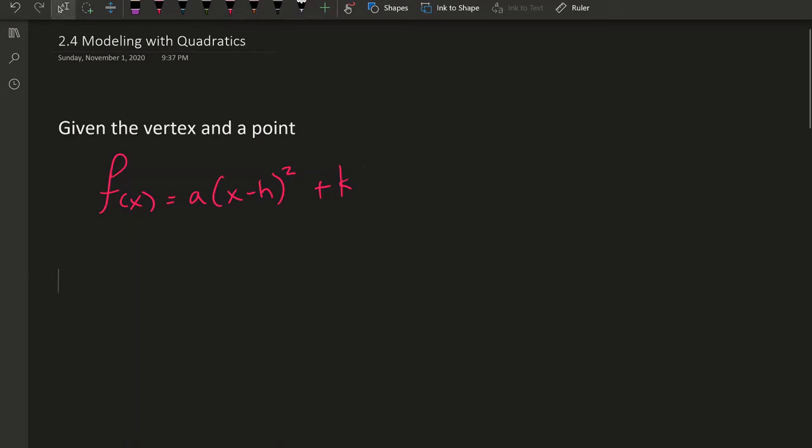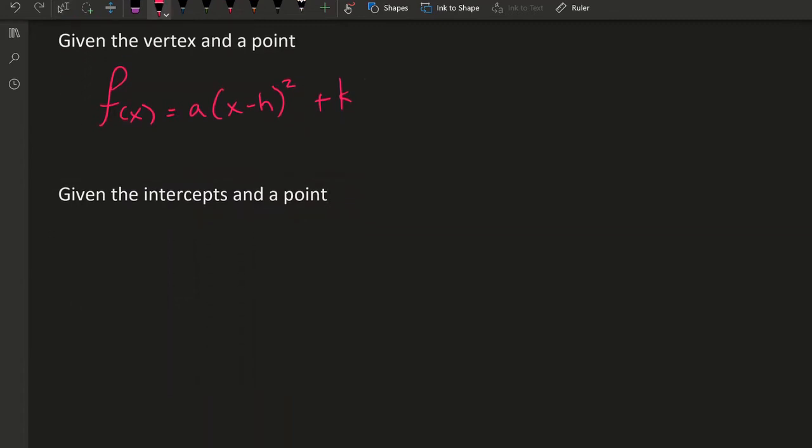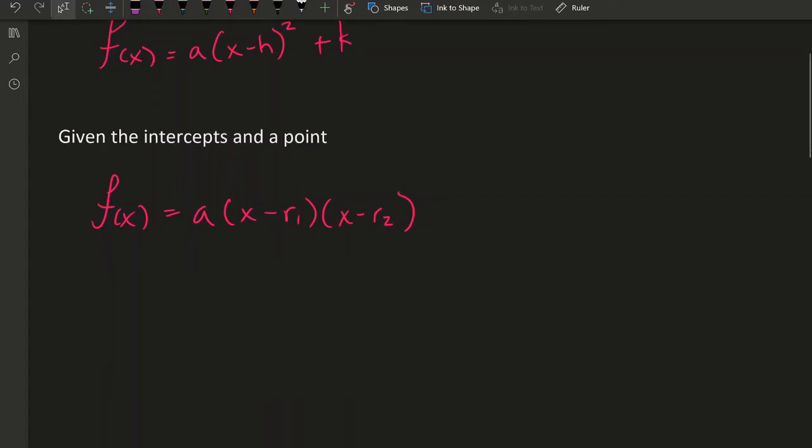The other one that we might do is given the intercepts and a point. And in that case, we'll want to use intercept form or root form, again, depending on which textbook you're using. F of x equals a(x minus r1)(x minus r2), where r1 and r2 are the x-intercepts. And again, once we know those two, this form makes it very easy because we can just plug in root number 1, root number 2, and then use the other point to figure out what a is.